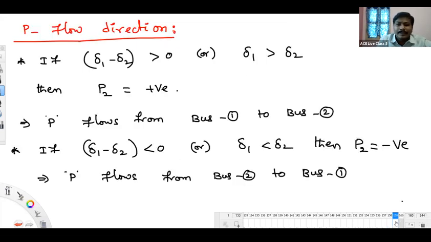That will be decided by the angular difference between the bus voltages. For example, in case 1, delta 1 is more than delta 2, so power is flowing from bus 1 to bus 2. In the second case, delta 2 is more than delta 1, so power is flowing from bus 2 to bus 1. So the real power will flow from the higher voltage angle bus to the lower voltage angle bus.